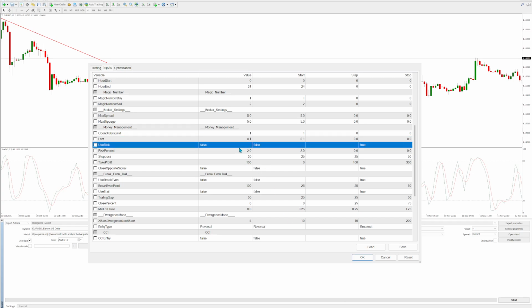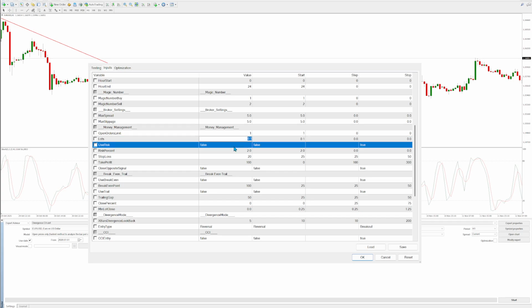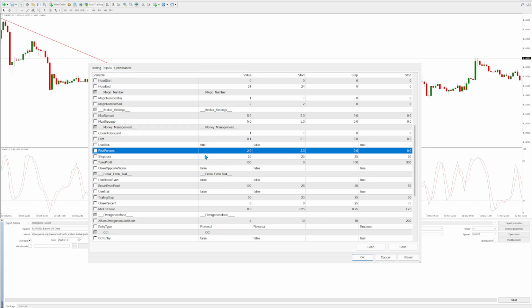Okay, use risk. So if you have use risk set to false, the EA will use the lot size that you put here in the lots field. If you have use risk set to true, the EA will automatically calculate the lot size for you depending on what you put here in the risk percent. 2% by default.